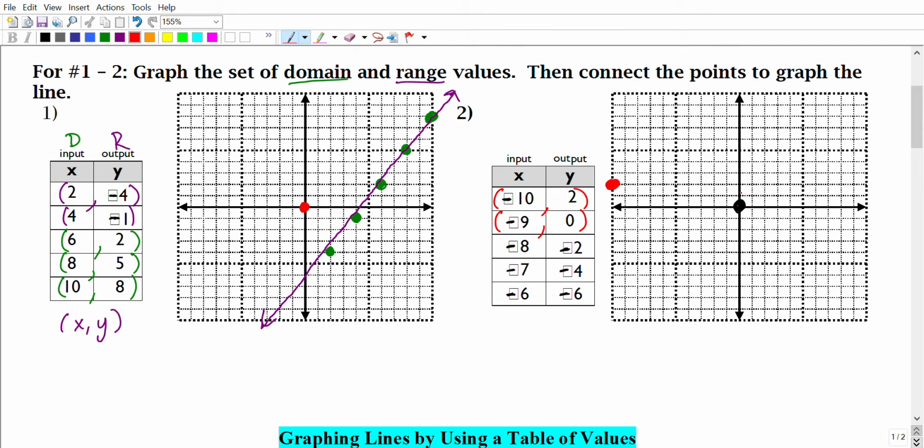Negative 9 comma 0, go negative 9, so left 9. And we're not going to go up or down, so it's going to stay right on the x-axis, actually. All right, and then we go again, negative 8, so negative 8 to the left, and then down 2, and just keep going, guys. Go ahead and graph the rest of your values there. So negative 7, negative 4, and finally negative 6, negative 6.